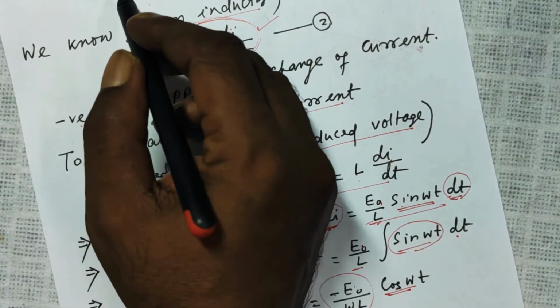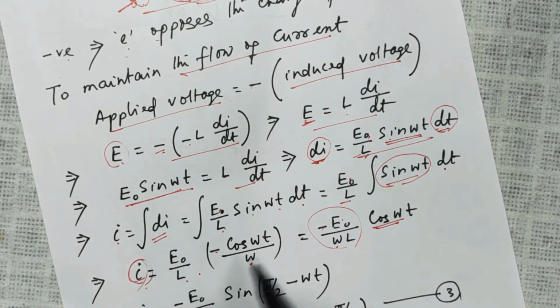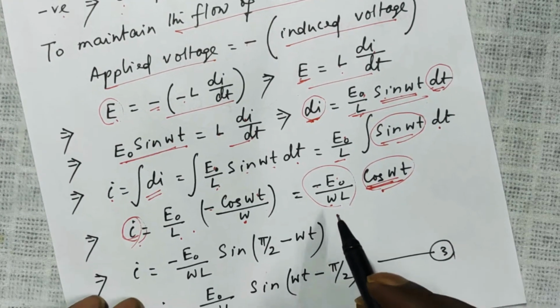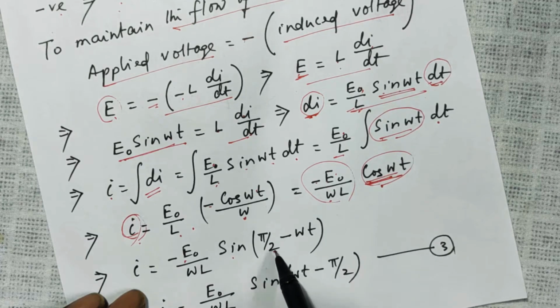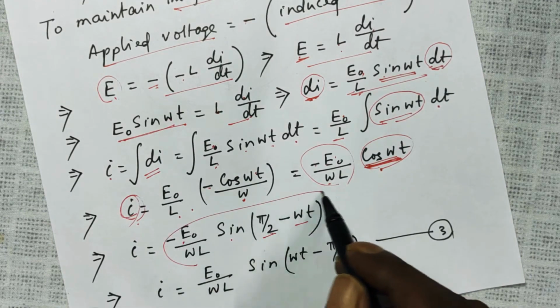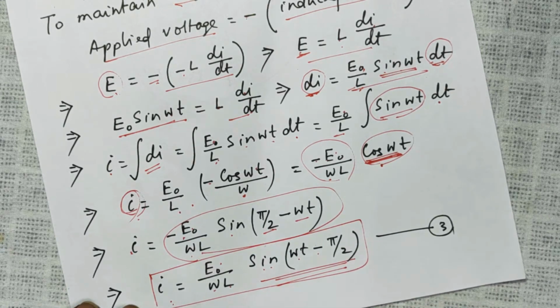Our alternating EMF was in sine term, right? So if we can express this current in terms of sine, then we can compare and find out what is the phase difference, if there is a phase angle between them or not. So this becomes E naught over omega L sine of 90 minus theta, that is the same thing as cos theta. Now here is tricky, right? So I is equal to, I make it positive, E naught over omega L sine of omega t minus pi by 2. This is your expression for current in terms of sine.